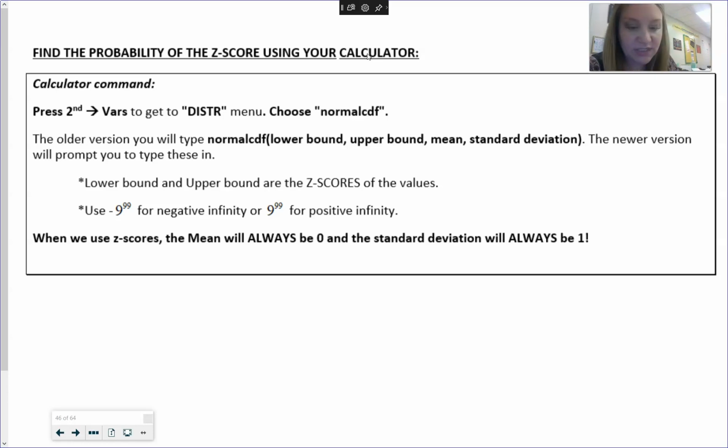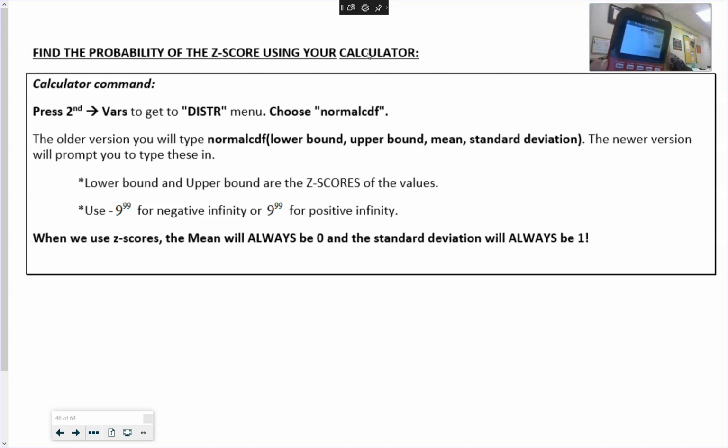Then we'll do z-scores, and notice my mean and my standard deviation are already 0 and 1 right here. You're going to keep it that way. Remember, it's z-scores, so the z-score of my mean is always 0, and then we move by 1s. So don't ever change those. Let's say we were going up to the 1.25.